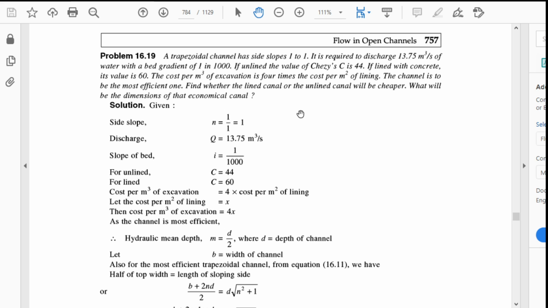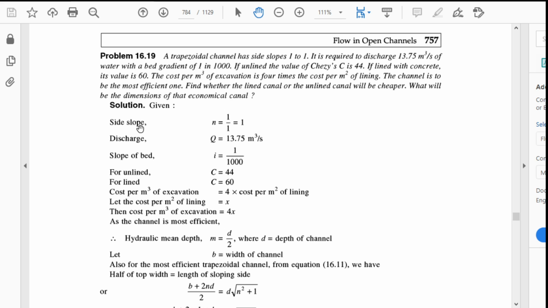Okay, now excavation will be in volume and lining will be in area. Because in excavation we are going to excavate something in 3 dimensions. As it is an open channel flow, we are going to leave the upper surface open, so this excavation will be in volume. We are getting the soil in volume, and the lining will be in square meter. So the cost per meter cube of excavation is 4 times the cost per meter square of lining.